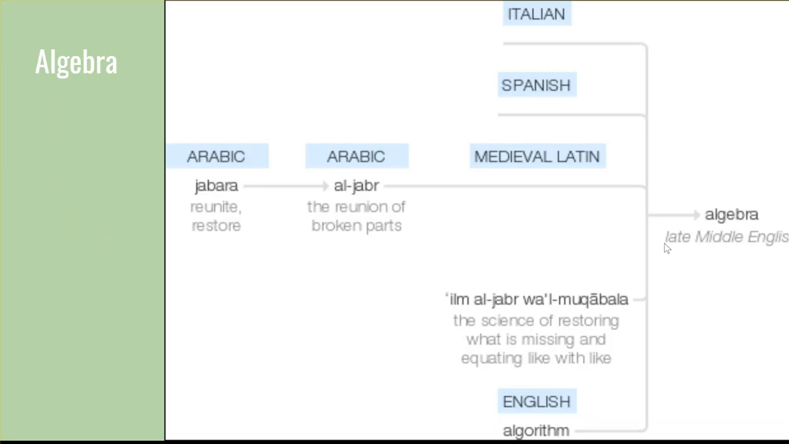So before we get into more details about how to do algebra, let's learn what algebra is by looking at the origin of the word. The word algebra comes from the Arabic word jabara, which meant to reunite or to restore. And it became the word algebra, which became the reunion of broken parts.